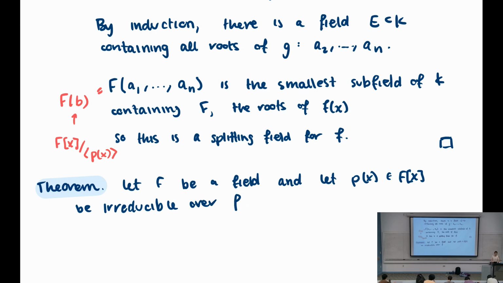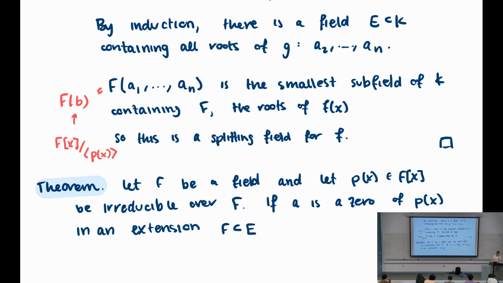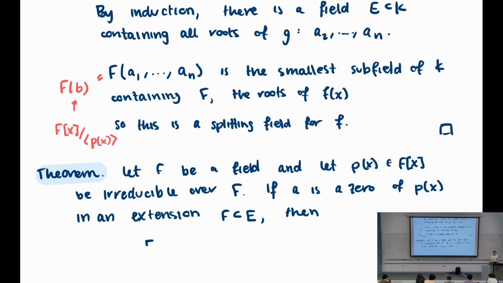Or sorry, that should be a big F. Okay, then if there's some element a, which is a zero of p(x) in some extension E of F, then the field F(a), which I usually pronounce F adjoin a, is isomorphic to the field F[x] mod the ideal generated by p(x).